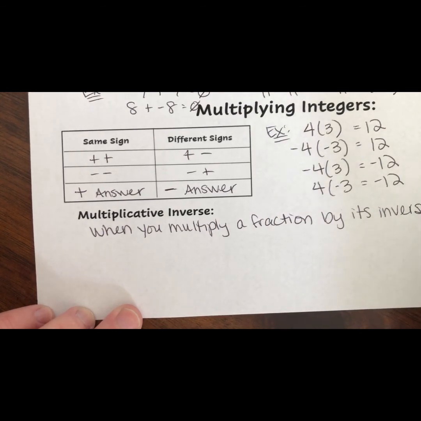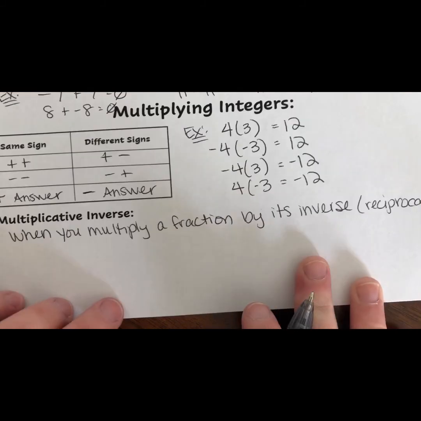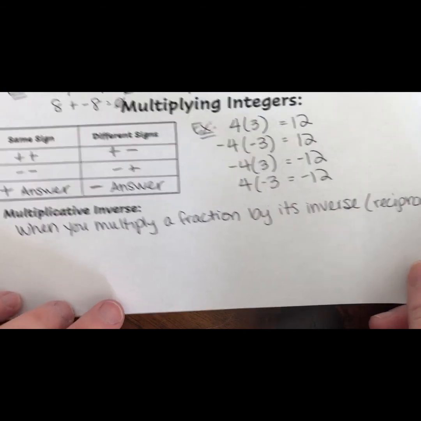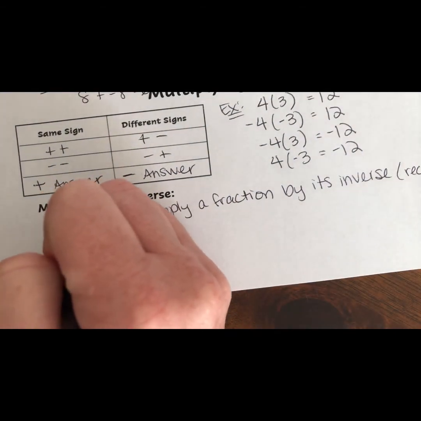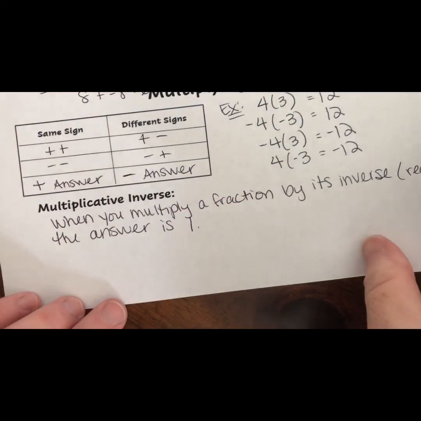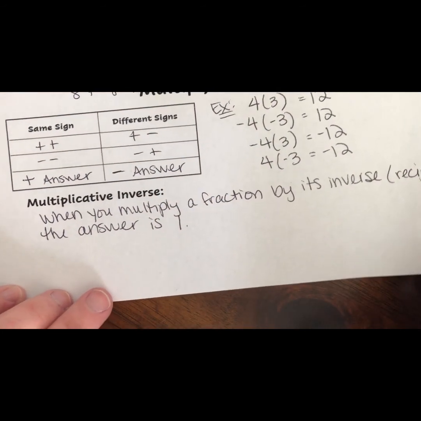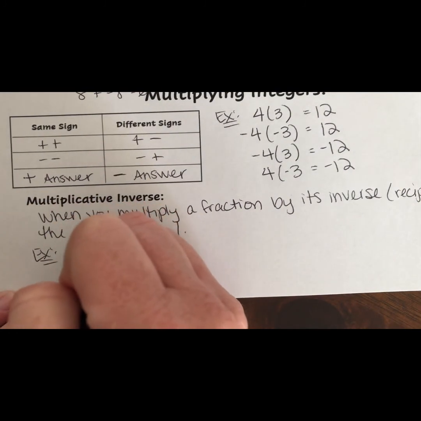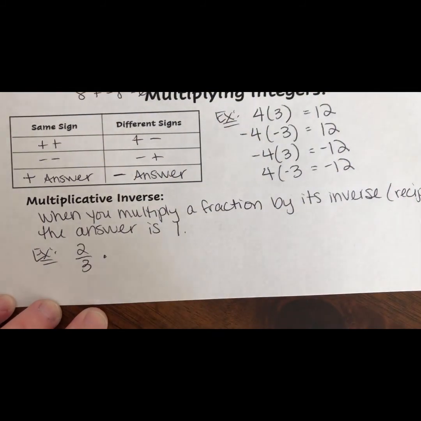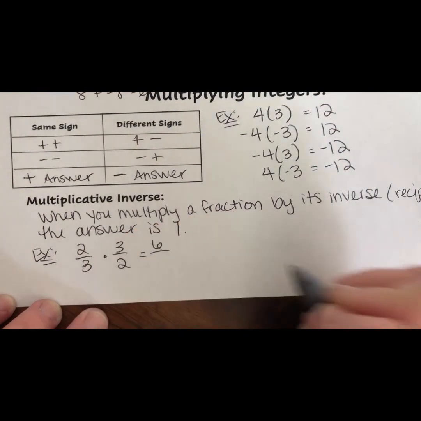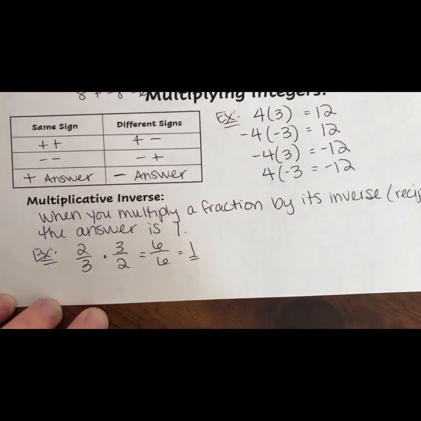Remember that number, that vocab word? When you multiply a fraction or a rational number by its reciprocal, you always get 1. The answer is 1. Multiply a fraction by its inverse, the answer is always 1. So for example, if I multiplied 2/3 times, and I flip it upside down and make it 3/2, the answer is 1, right? 2 times 3 is 6, 3 times 2 is 6, so it's 1.